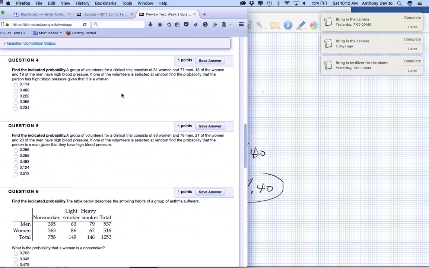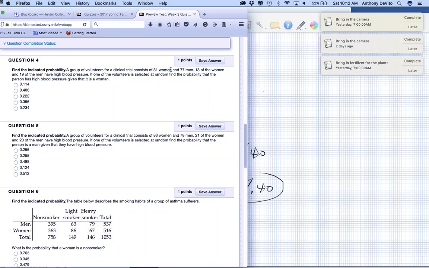Find the indicated probability. A group of volunteers for a clinical trial consists of 81 women and 77 men. 18 of the women and 19 of the men have high blood pressure. If one of the volunteers is selected at random, find the probability that the person has high blood pressure, given that it's a woman. Okay, so first condition we have is that we're only going to consider the women.